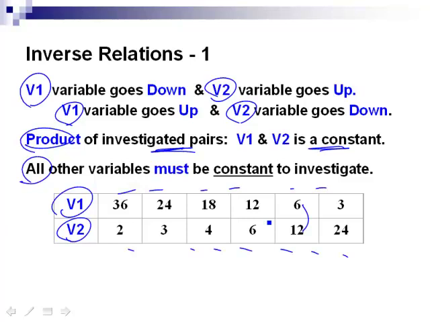This would be 72. That's 72. Let's see, 32 and 40, that's 72. 60 and 12, 72. Looks like everything is 72. So the product is a quotient. So it looks like we have an inverse relationship here.